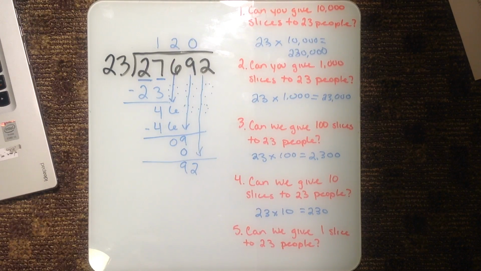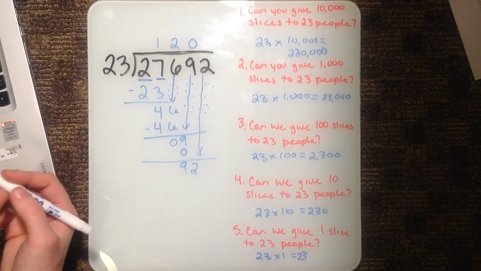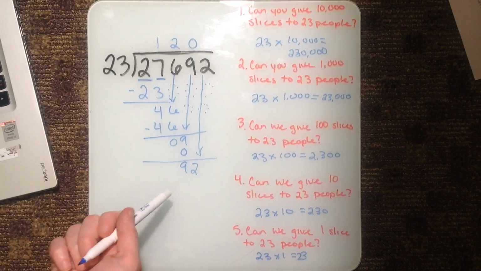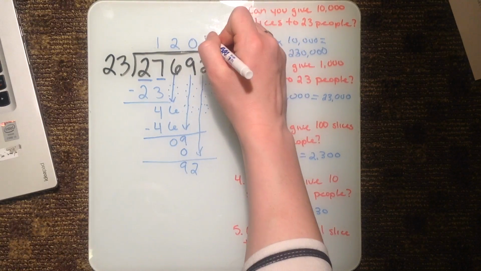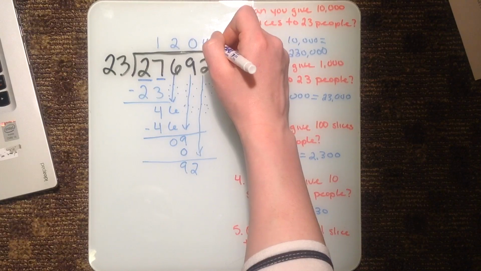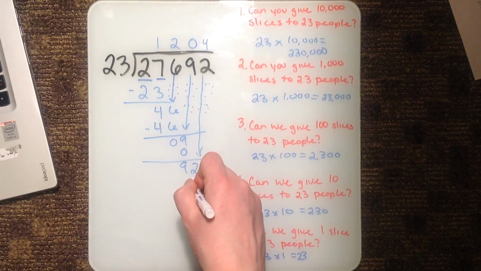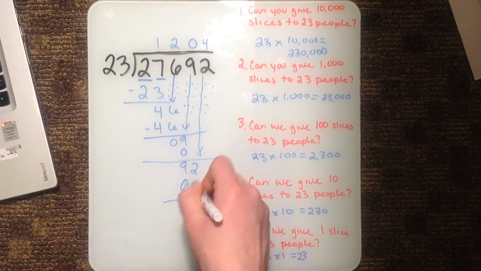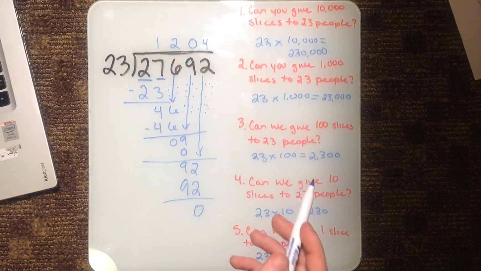Now, our last question is, can we give away 1 slice to 23 people? We do the multiplication and say 23 times 1 equals 23. And because we have 92 slices left, we can actually give away 1 slice to 23 people. We can actually do it 4 times because 23 goes into 92 4 times. So we'd write a 4 in the 1's place, do 4 times 23, which equals 92. If you subtract that, you'd have 0 left over.